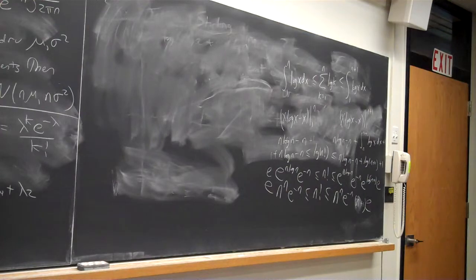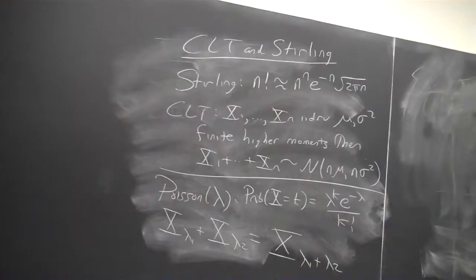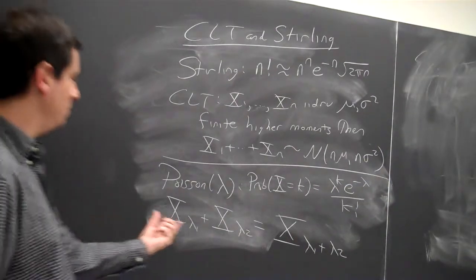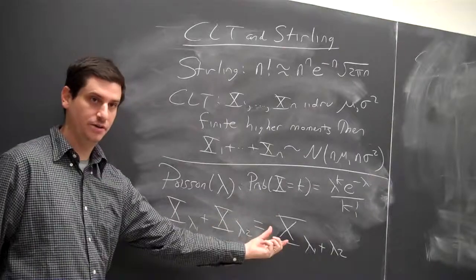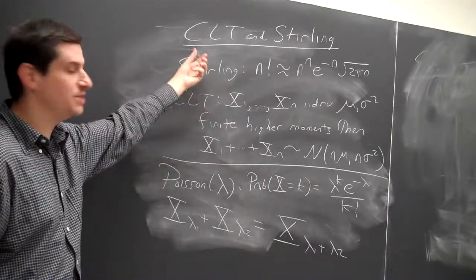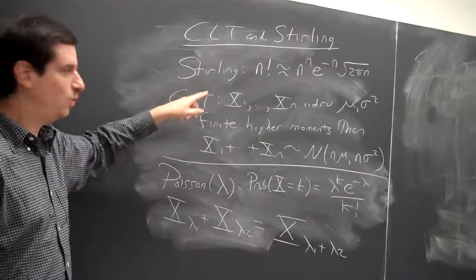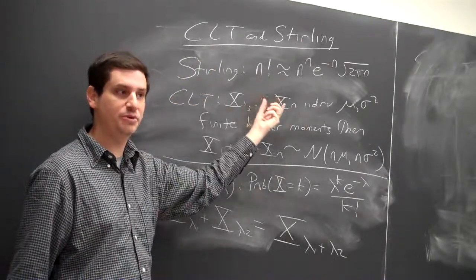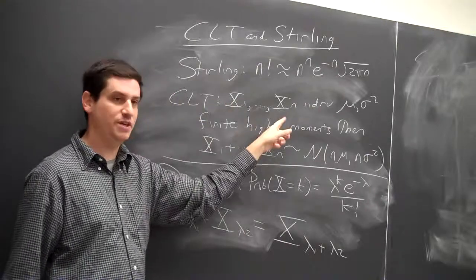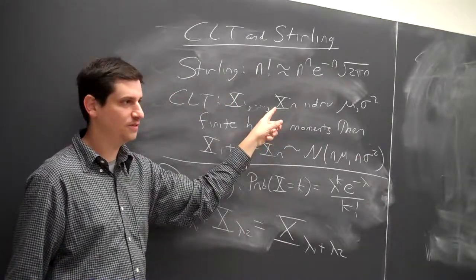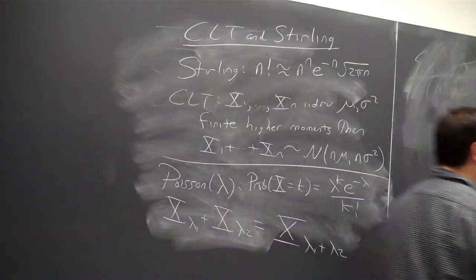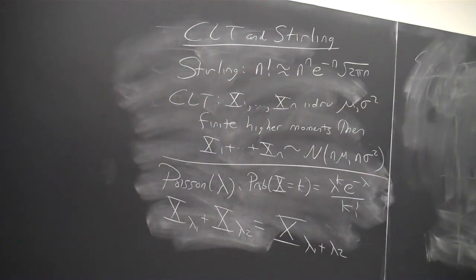So we're going to prove that now. And then once we prove that the sum of two Poissons is a Poisson, then we can try to use the central limit theorem to actually prove Stirling. What we'll do is we'll have x1 through xn be Poisson random variables with parameter 1. Then the sum of these will be a Poisson with parameter n. And then we know an exact closed form expression for a Poisson random variable with parameter n. But by the central limit theorem, we know it's approximately a Gaussian.